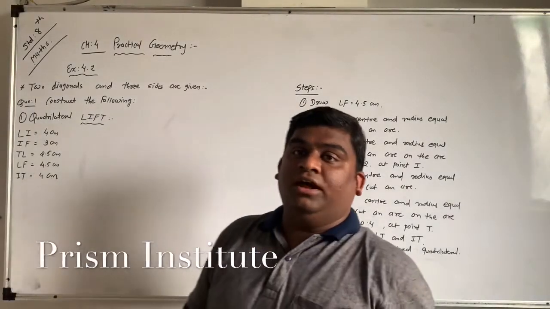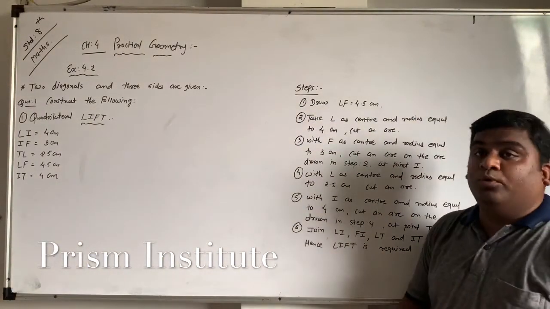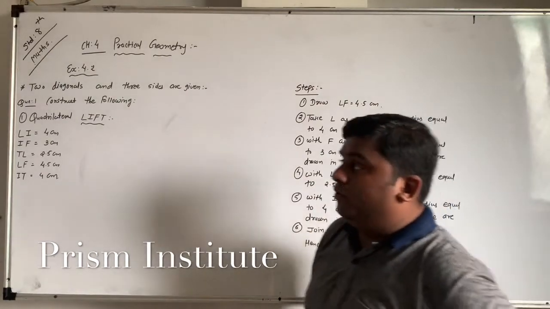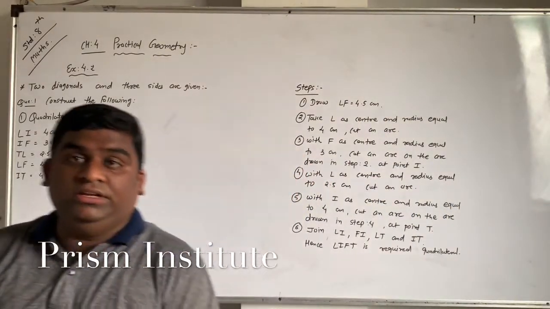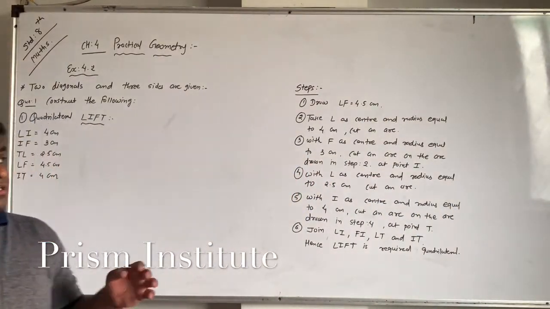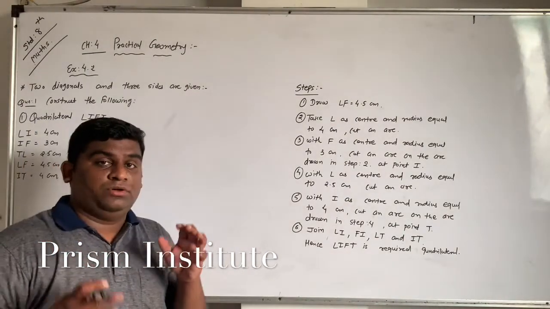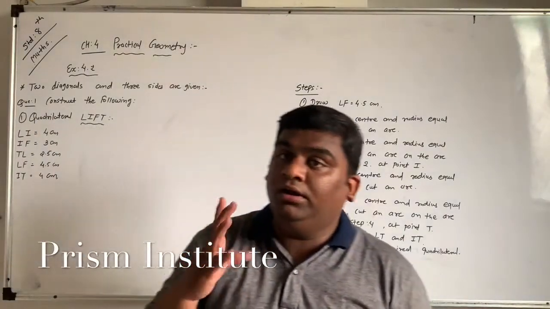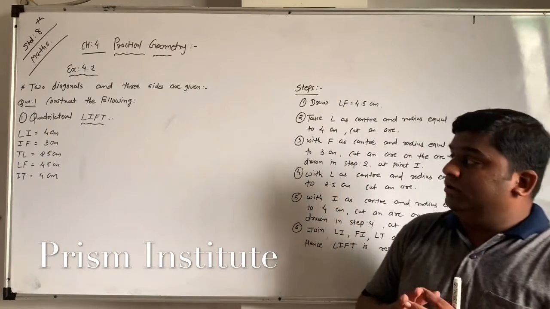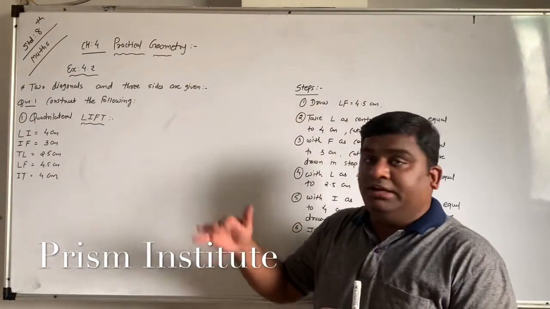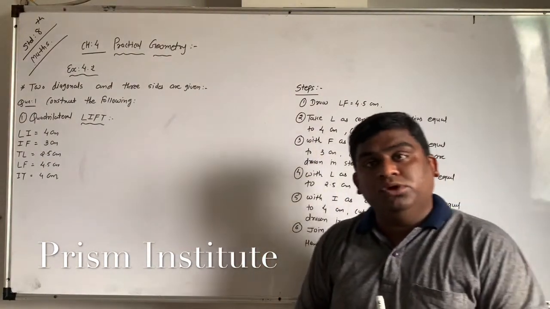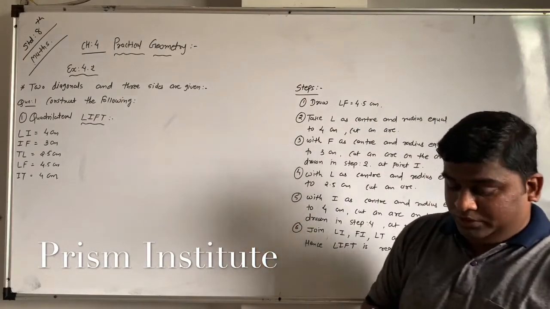Hello friends, now let us start exercise 4.2. In exercise 4.1, we constructed different types of quadrilaterals using 5 elements, which were all 4 sides and only one diagonal. We constructed by first drawing the diagonal, then all 4 sides, and you can write the steps also.